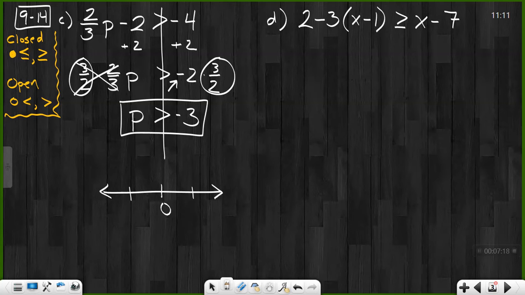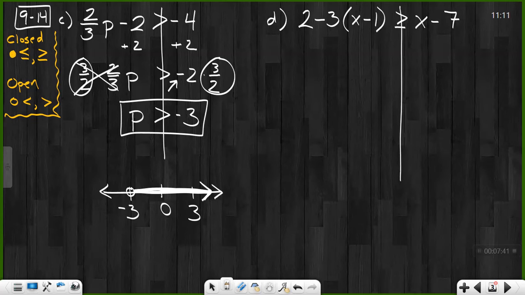So I draw my 3 tick marks, 0 in the middle, reference point on the left, negatives always on the left, positives on the right there, and it's going to be an open circle here because it's not equal to, and it's going this direction. So I'm going to shade in everything up here as my solution region. All right, let's take a look at the next one.